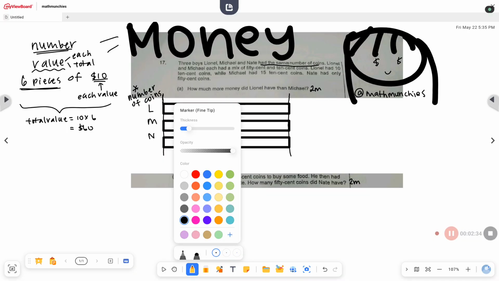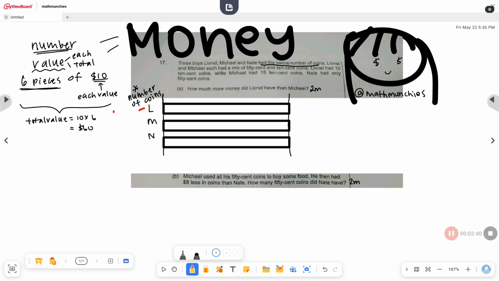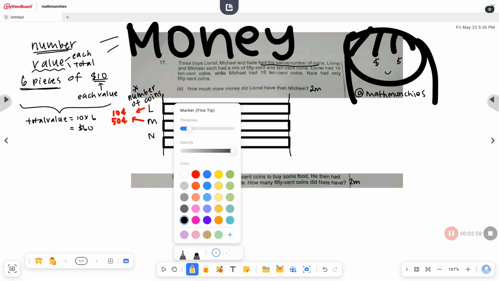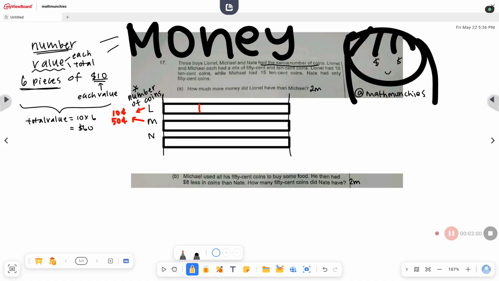Lionel and Michael each had a mix of 50-cent and 10-cent coins. So I know that Lionel has 10 cent and also 50 cent, correct? And Michael also has 10 cent and 50 cent, correct? What else? Lionel had 10 10-cent coins. Okay, stop there. I'll just cut randomly, and I know that this part is 10-cent coins.